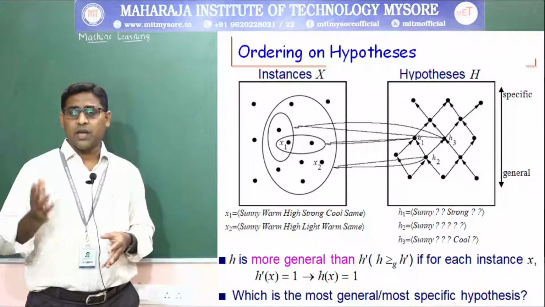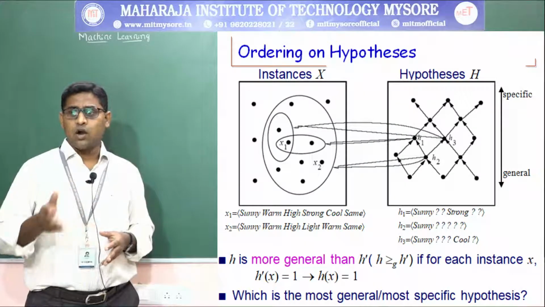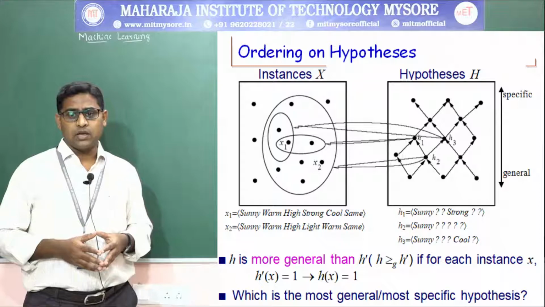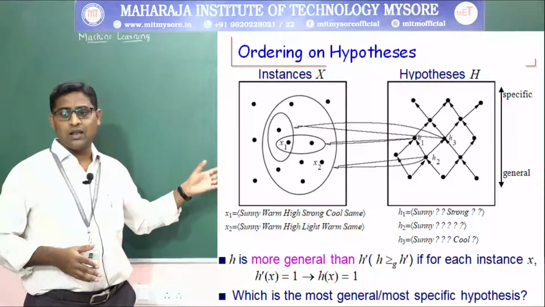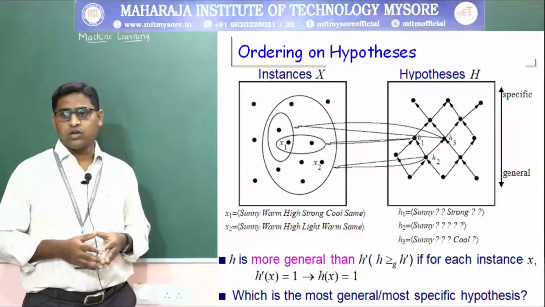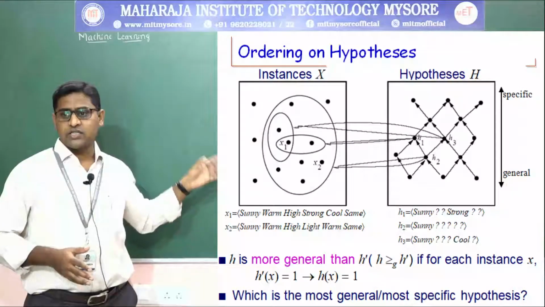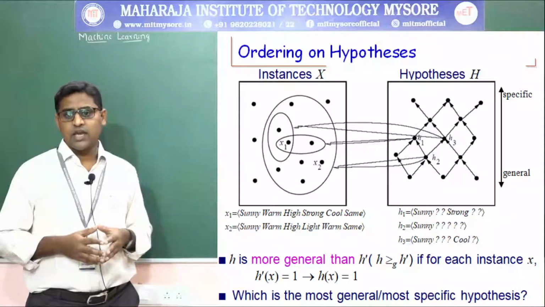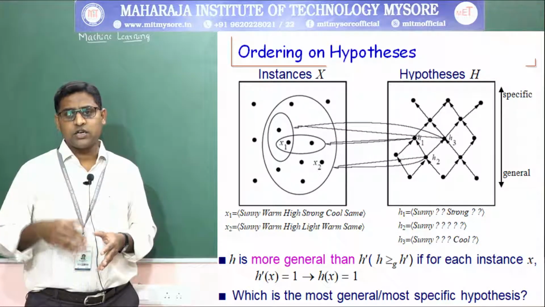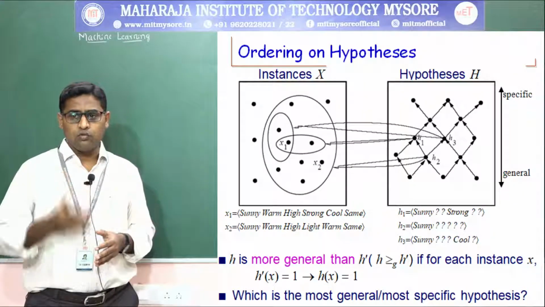So you can check from the hypothesis H to the instance X how H1, H2, H3 have been mapped. H is more general than H dash, that means H is greater than or equal to H dash in generality, if for each instance X, H dash of X equals 1 implies that H of X will also be equal to 1.